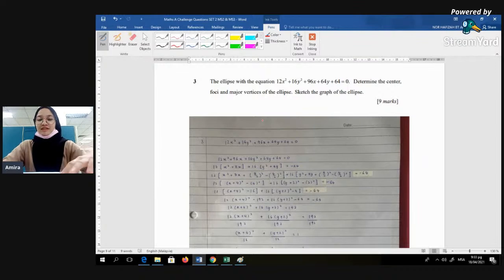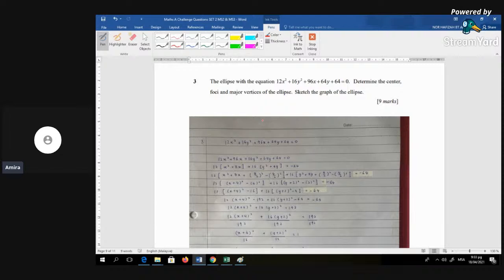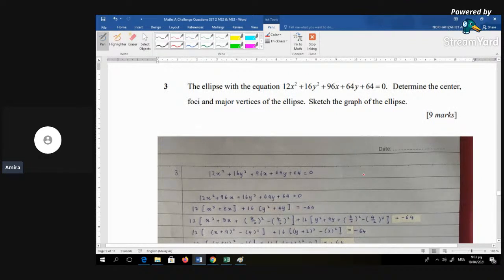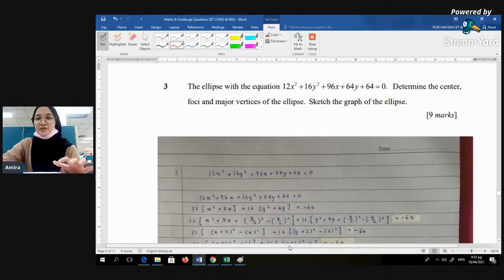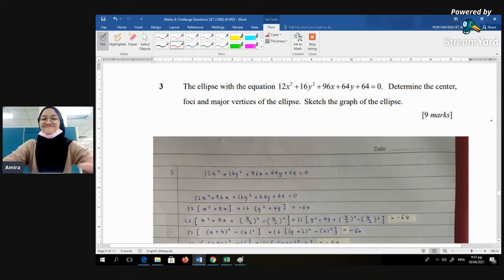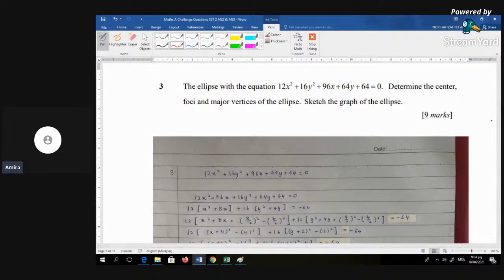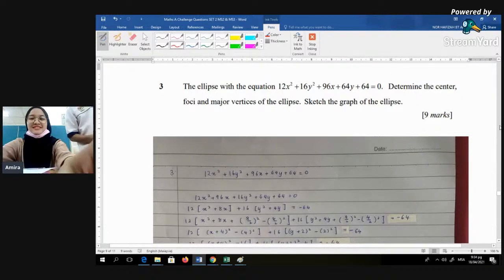Okay, for the next question. Okay, for the next question, they give you the English question. Sebab ini mic ni tak boleh tutup. Speaker ni tak boleh tutup.